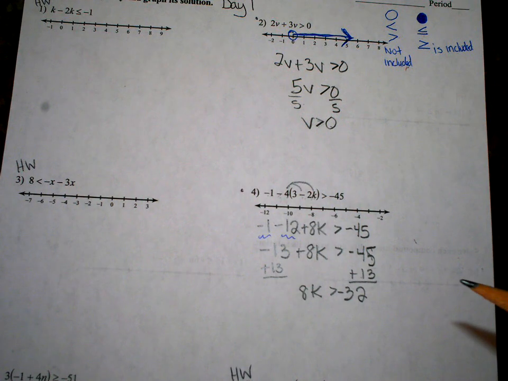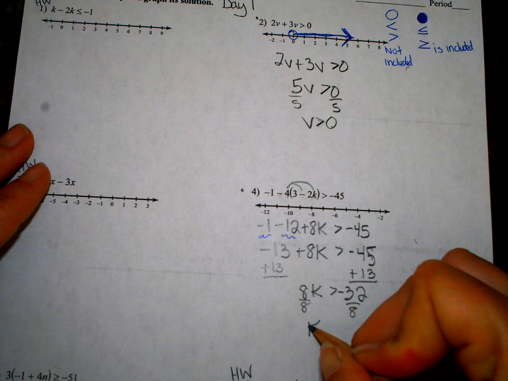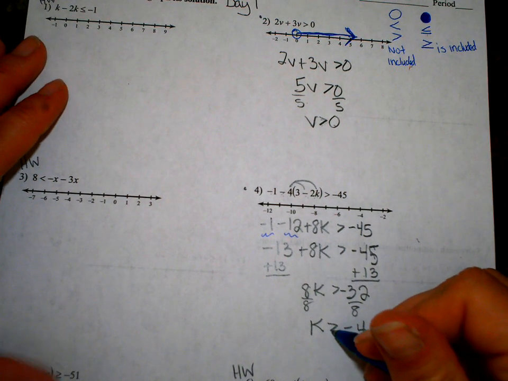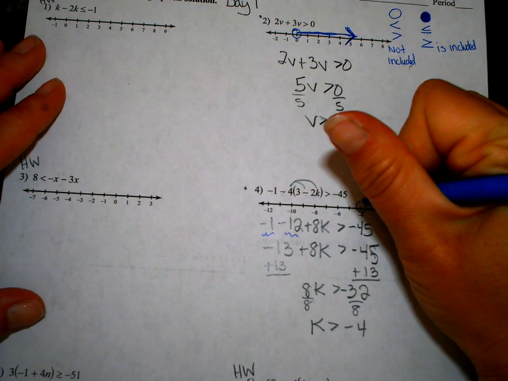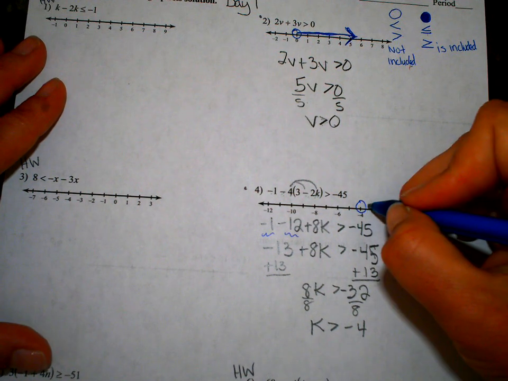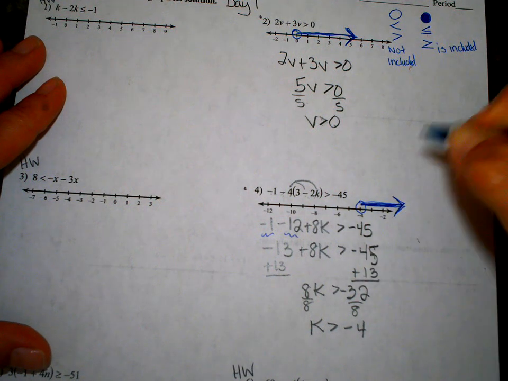Divide both sides by positive 8. K is greater than negative 4. All right, go to negative 4. Open circle. Greater than. All the numbers bigger than negative 4. Negative 3, negative 2, negative 1, all that. Okay.